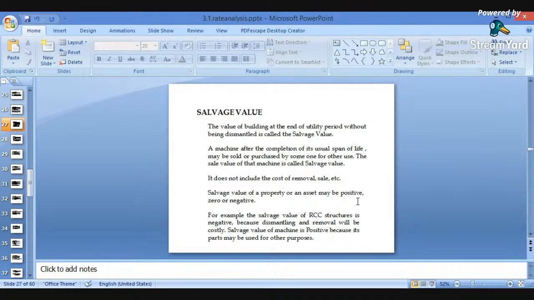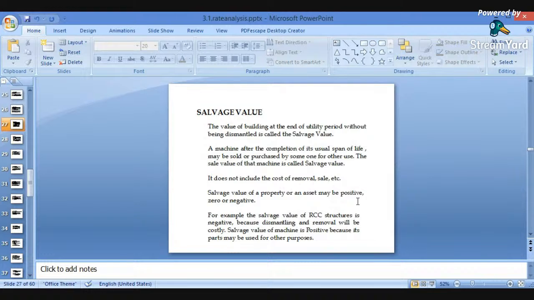So before dismantling, or when it has not been dismantled, at that time the cost of the structures, the value of the structures, we will consider as the salvage value. The value of building at the end of utility period without being dismantled is called the salvage value.